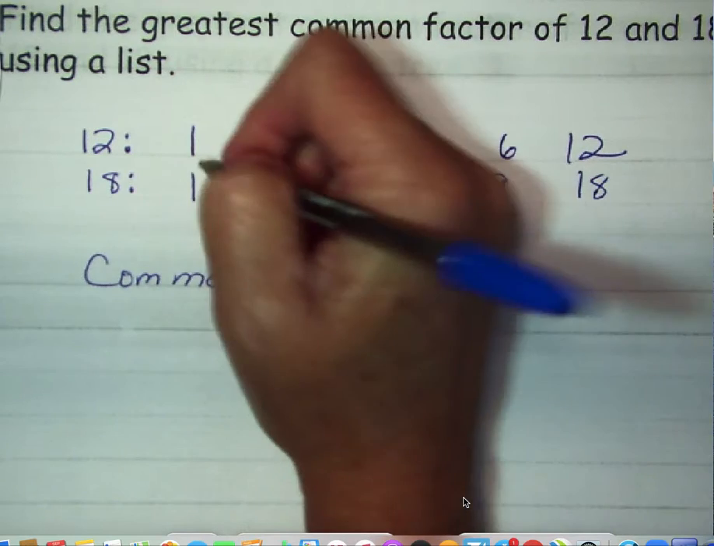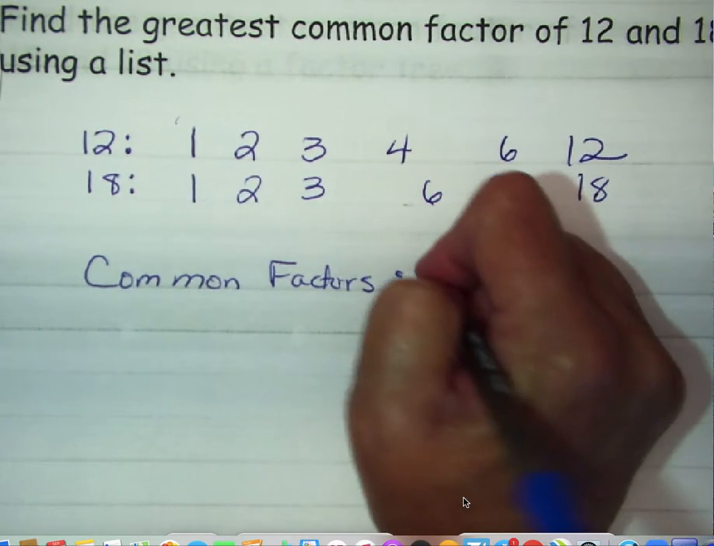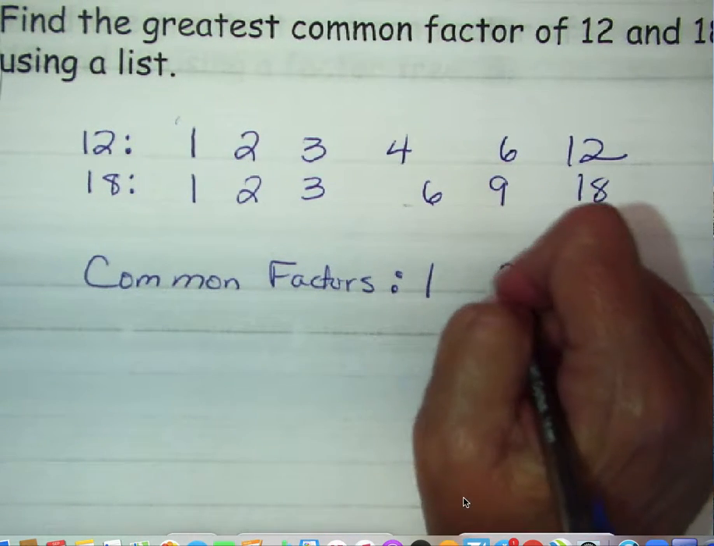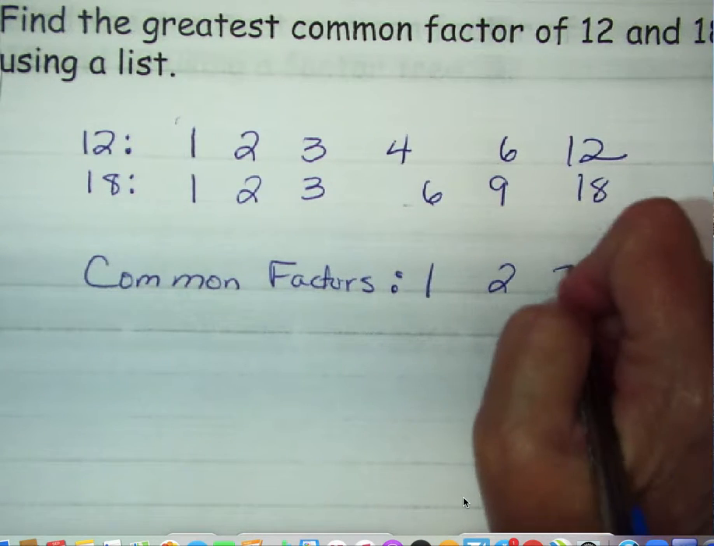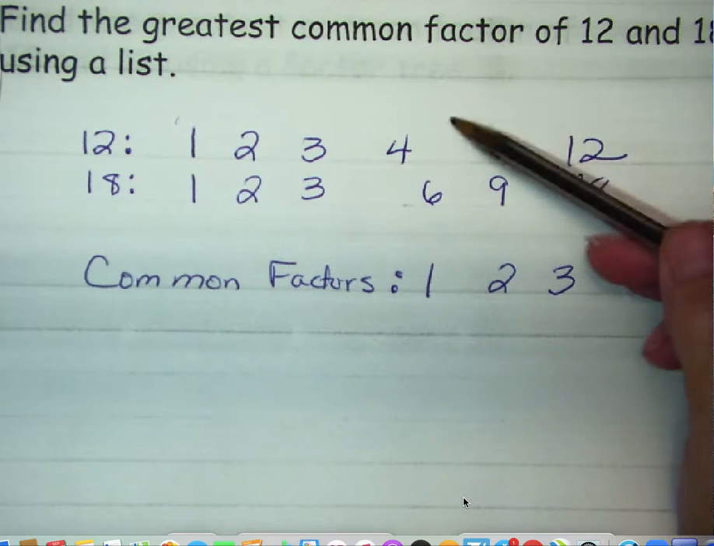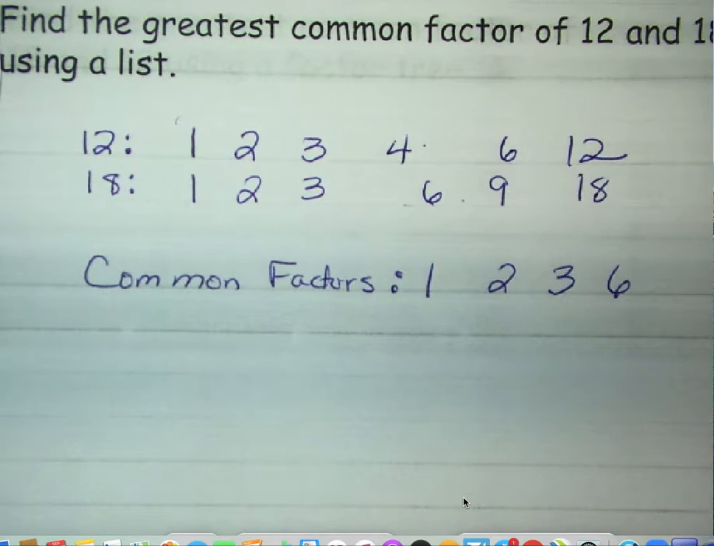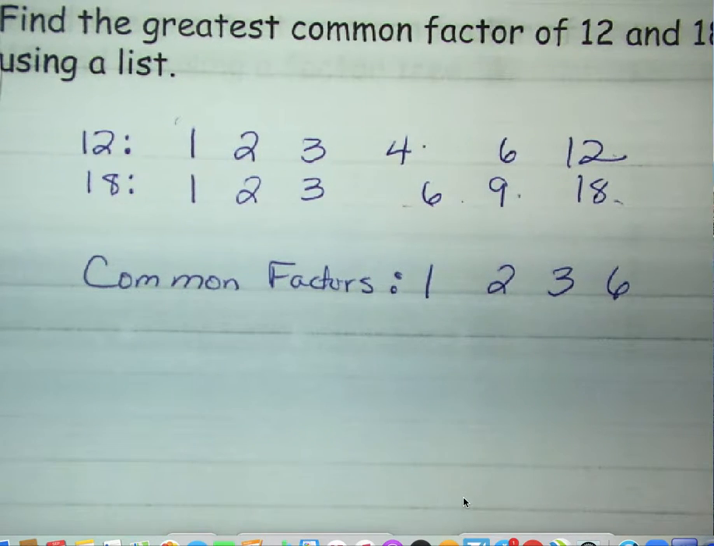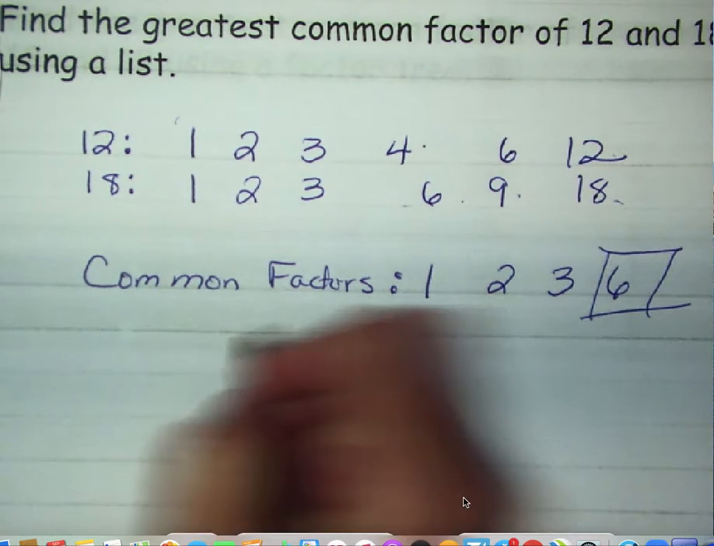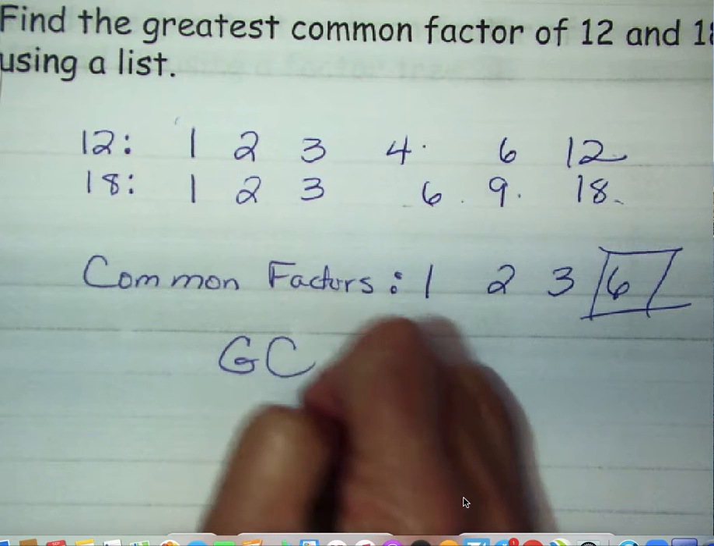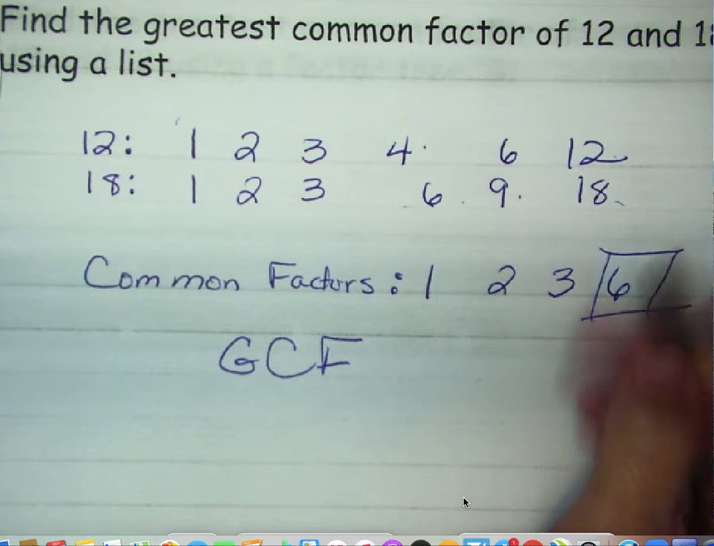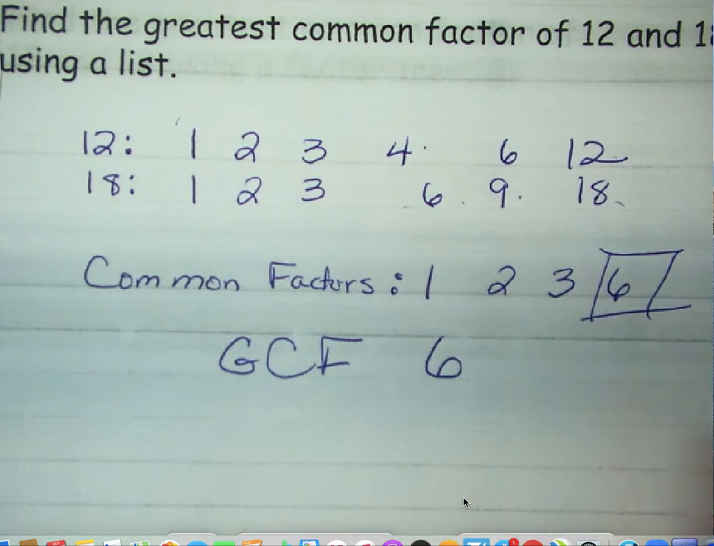Our common factors. 1 is in both lists. 2 is in both lists. 3 is in both lists. 4 is only with 12. 6 is in both lists. 9 is in 1, 12, 18. So what is my GCF? My greatest common factor is 6.